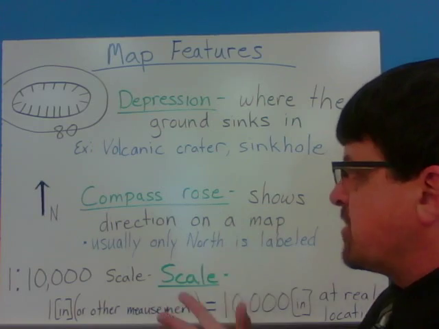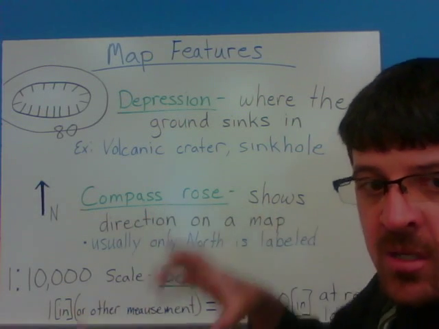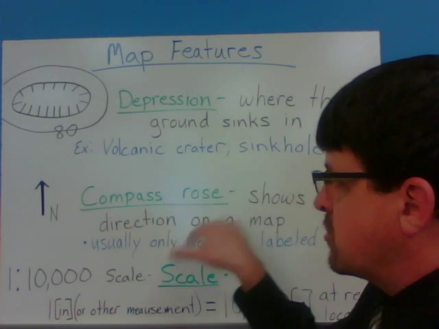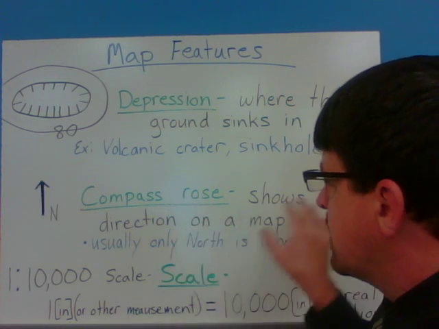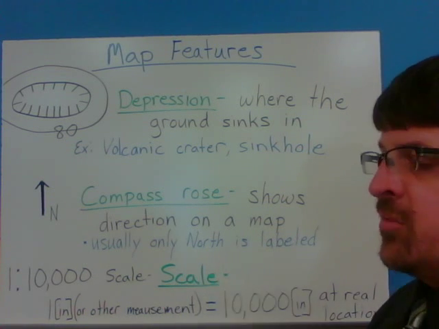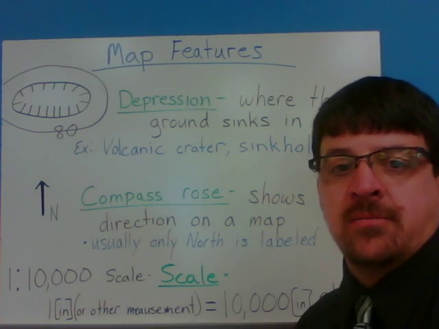And that we call a compass rose because the round compass with the arrows on it and all the directions, that's the real compass rose. But it shows direction on a map. Okay? Usually only north is labeled, as I put here, just like that.